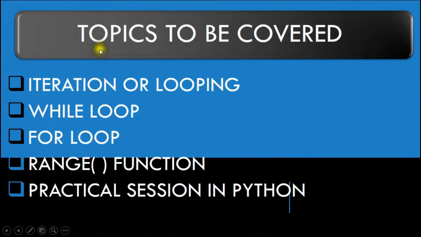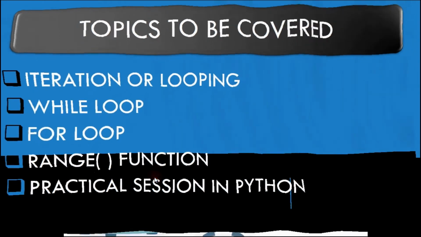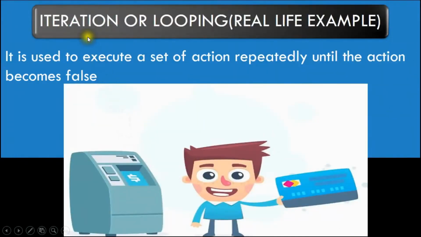Welcome students. Today our topic is iteration or looping, while loop, for loop, range function and practical session. Iteration or looping is used to execute a set of actions repeatedly until the condition becomes false. I am going to explain it through a real life example.